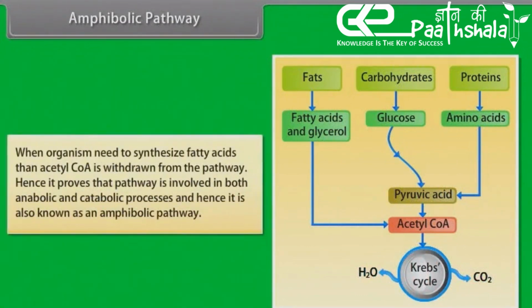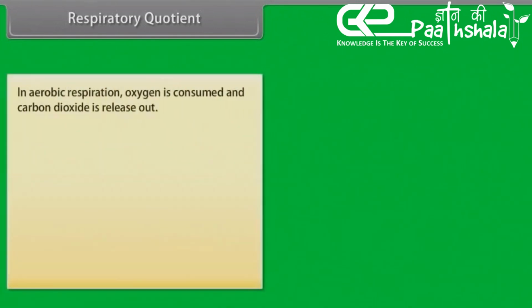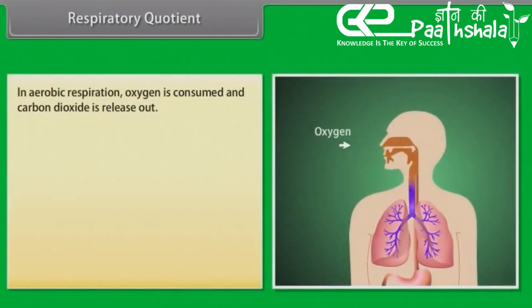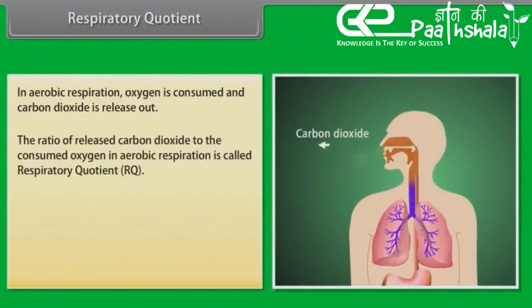When the organism needs to synthesize fatty acids, then acetyl CoA is withdrawn from the pathway. Hence, it proves that the pathway is involved in both anabolic and catabolic processes, and hence it is also known as an amphibolic pathway. Respiratory quotient. In aerobic respiration, oxygen is consumed and carbon dioxide is released. The ratio of released carbon dioxide to the consumed oxygen in aerobic respiration is called respiratory quotient.